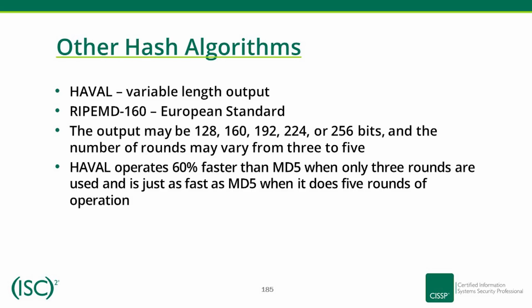Other hash algorithms. HAVAL, variable length output. RIPEMD-160, European standard. The output may be 128, 160, 192, 224, or 256 bits, and the number of rounds may vary from 3 to 5. HAVAL operates 60% faster than MD5 when only 3 rounds are used and is just as fast as MD5 when it does 5 rounds of operation.